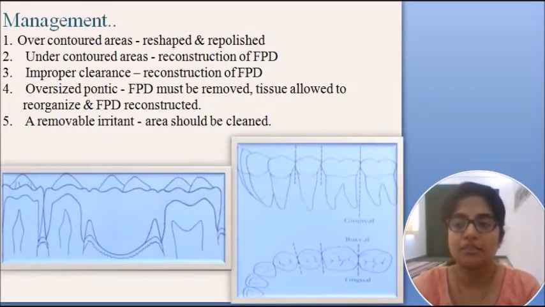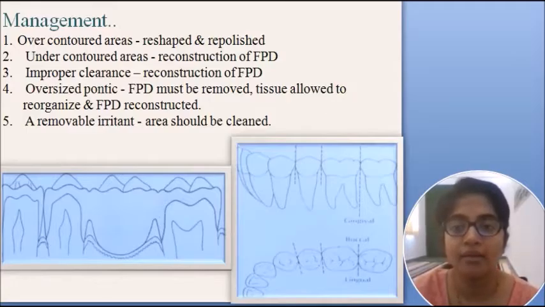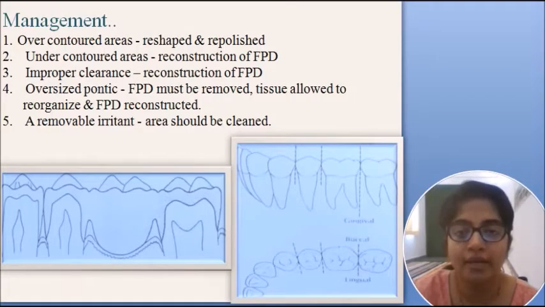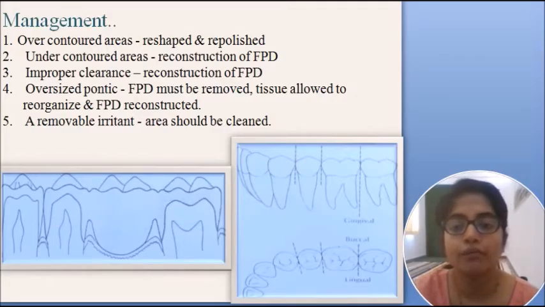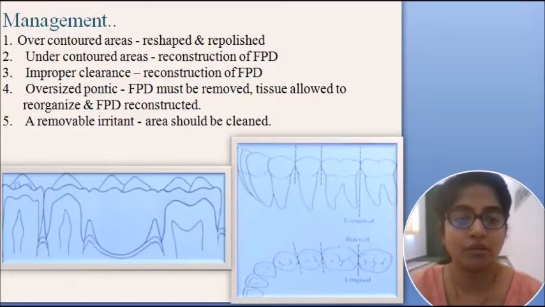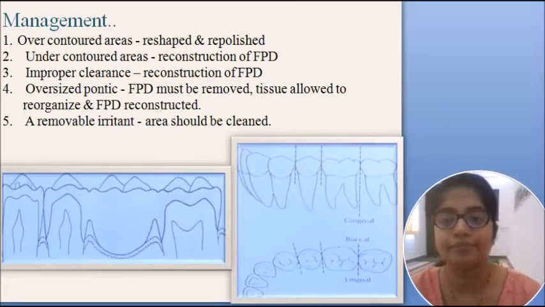How do we manage this problem? Over contoured areas can be reshaped and repolished. For under contoured areas, the FPD needs to be reconstructed. For improper occlusal clearance, we have to reconstruct the FPD. For oversized pontics, the FPD must be removed, tissues should be allowed to reorganize and the FPD is reconstructed. A removable irritant, if it is there, such as food lodgement or certain areas where plaque is accumulated, the area should be cleaned.